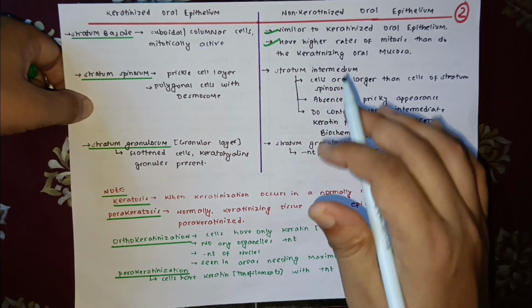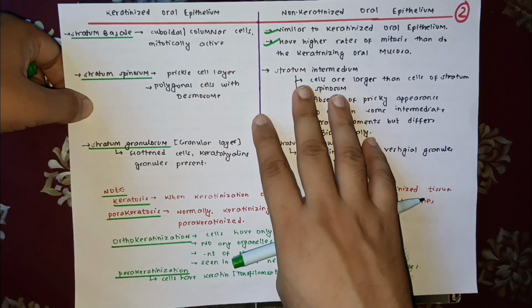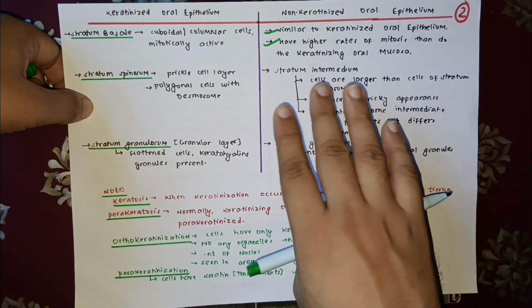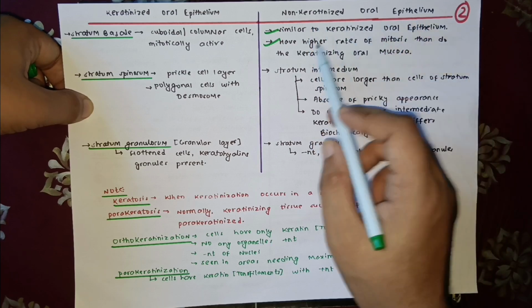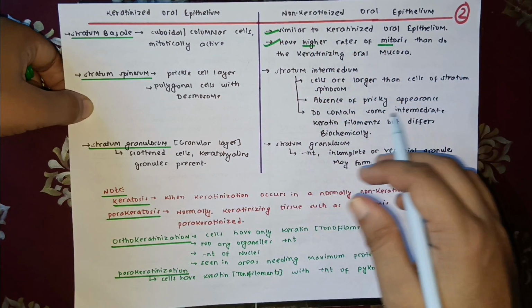Keratinized oral epithelium also has a mitotically active layer, but when we compare where the mitosis happens more, non-keratinized oral epithelium has a higher rate of mitosis. I think you understand this.